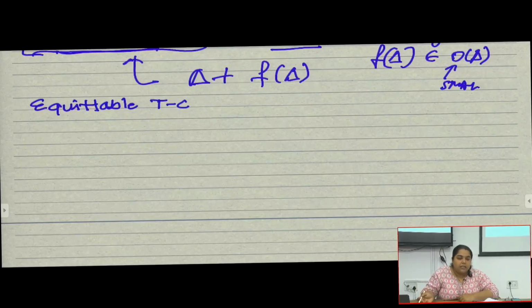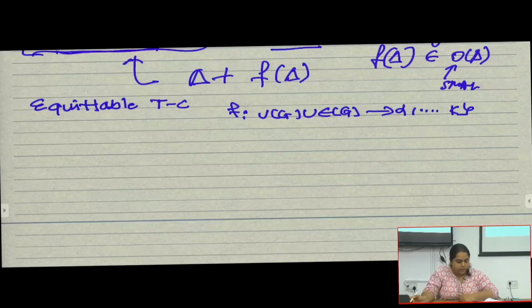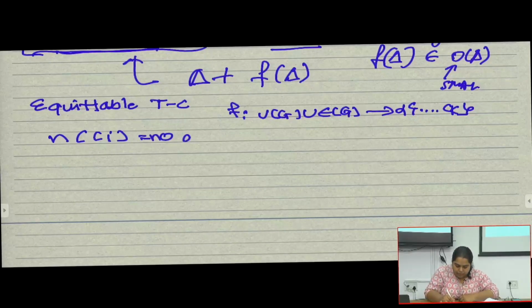Now this is a variation of total coloring. We take it the same way. F is a map from the union of the vertex set and edge set to some colors 1 up till k. These are the colors used. Now, if we assume n of Ci is the number of times a color Ci is used, the number of occurrences of Ci.